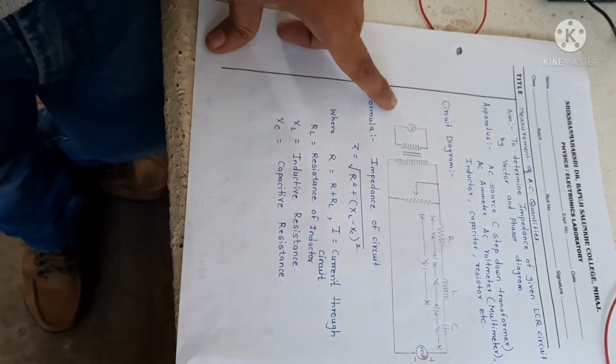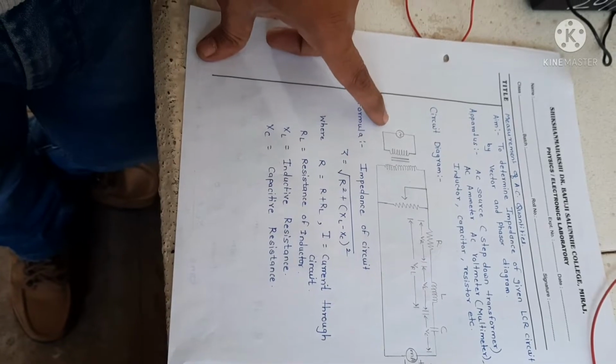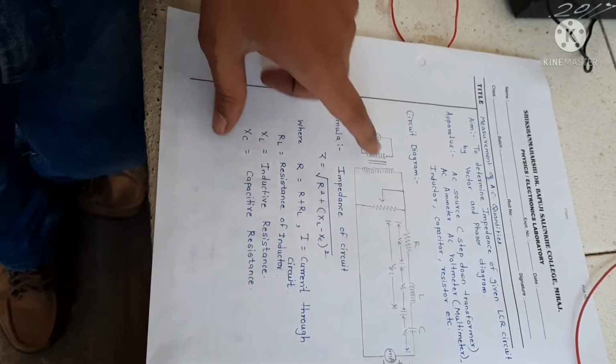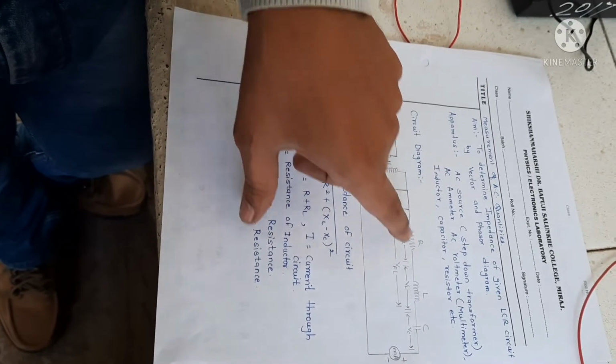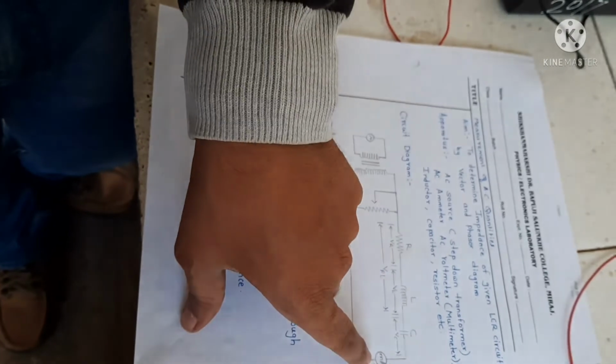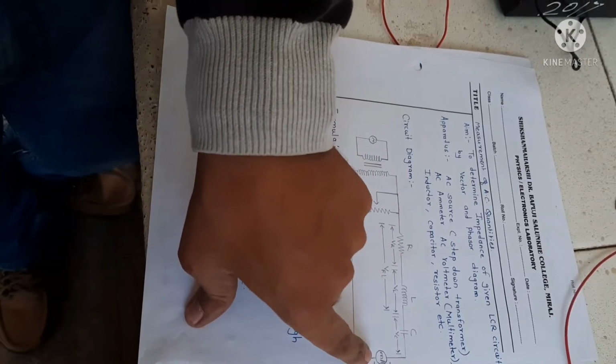Here is the circuit diagram. This is the transformer, this is the rheostat, this is the RLC, which are connected in series. Here is the milliammeter.